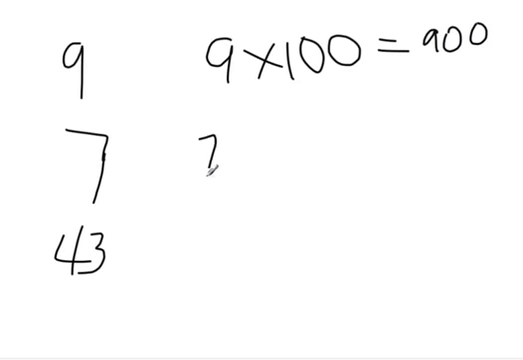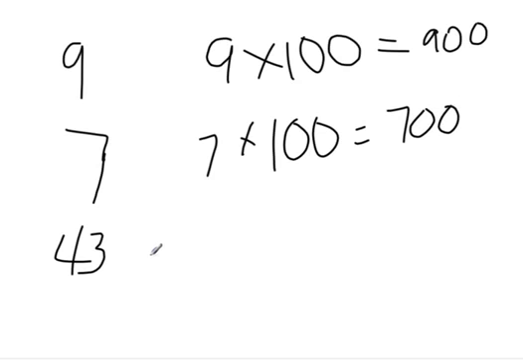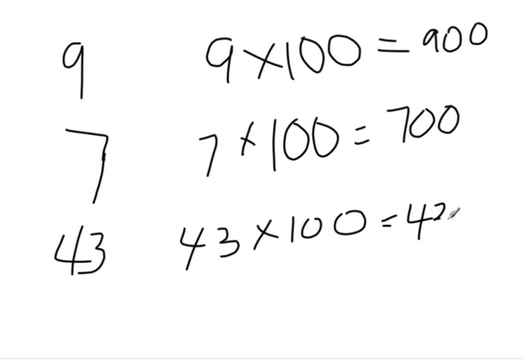If I do 7 times 100, I already knew that 7 times 10 was 70. All I need to do is add one more 0. My answer is 700. If I do 43 times 100, from the previous page, I knew that 43 times 10 was 430. All I have to do is add one more 0. And my answer is 4,300.